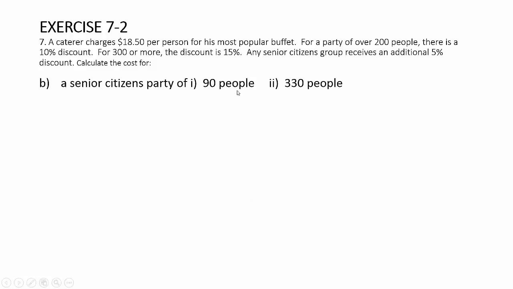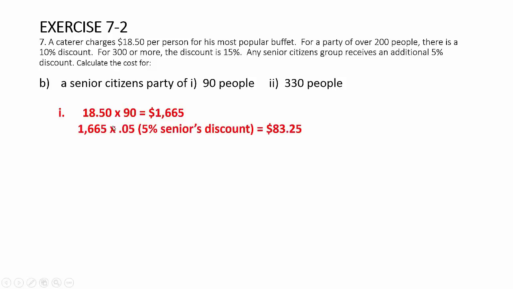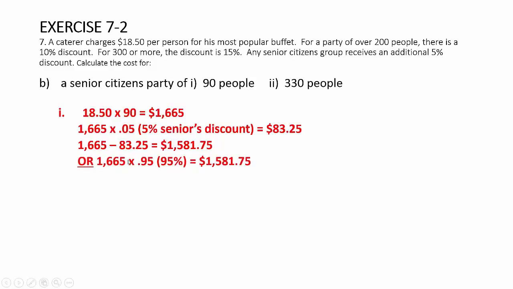So let's look at a seniors party with 90 people. So $18.50 times 90 would be a regular cost of $1,665. But because it's a seniors, they get a 5% discount. And 5% of $1,665 is $83.25. So of course you're going to subtract the discount from the original bill to get the new discounted price of $1,581.75.